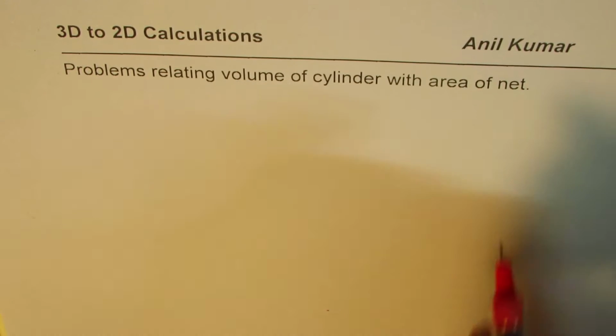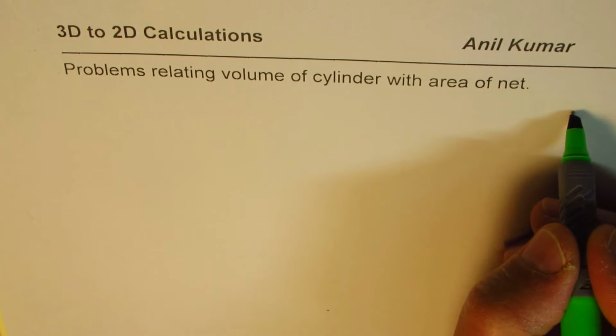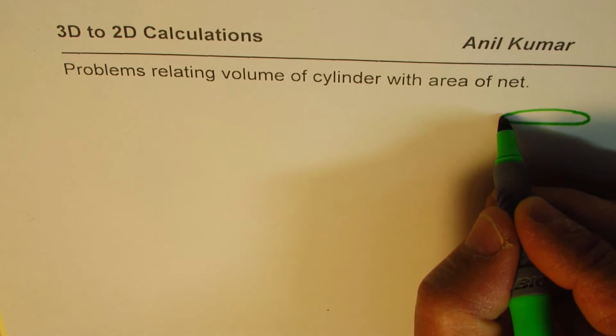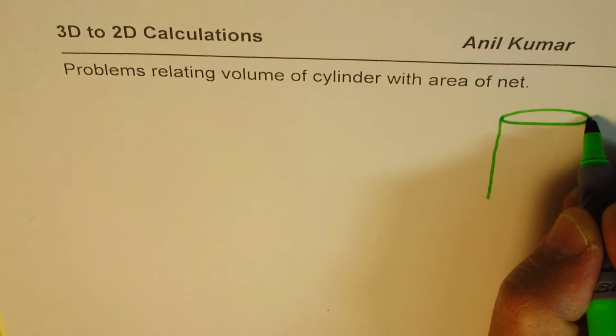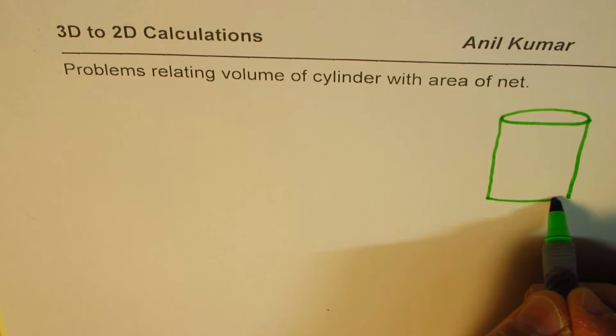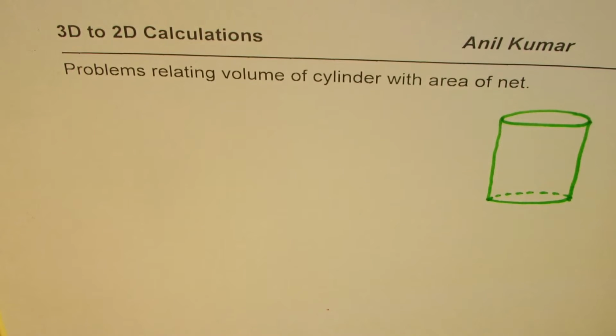So let us consider a cylinder, right? So let me make a cylinder. Let's say we roll this paper and then we make a cylinder out of it, kind of like this. I'm saying rolling the paper because it helps me to explain the concept, right? So this is the cylinder which we form.